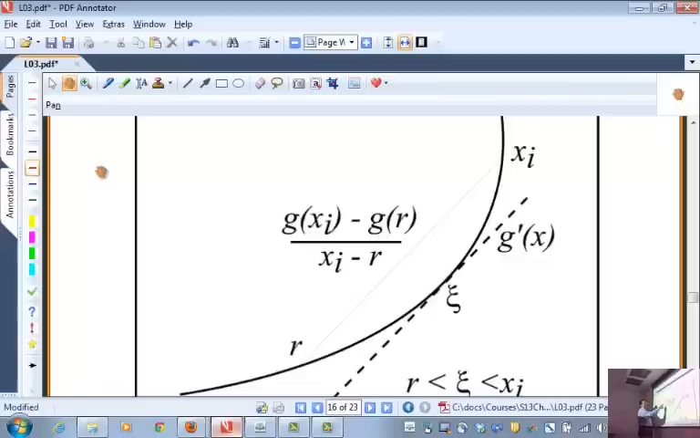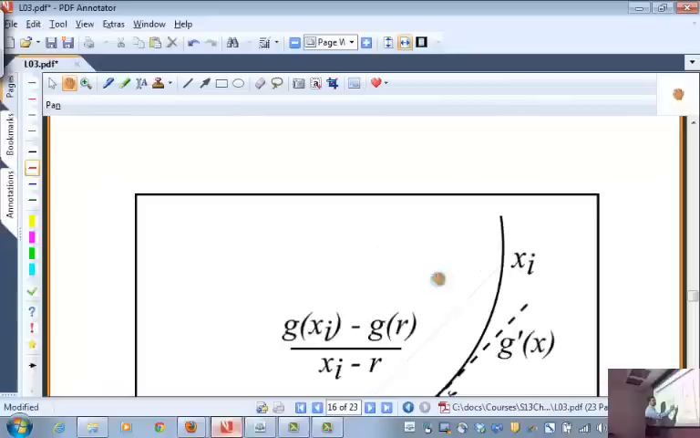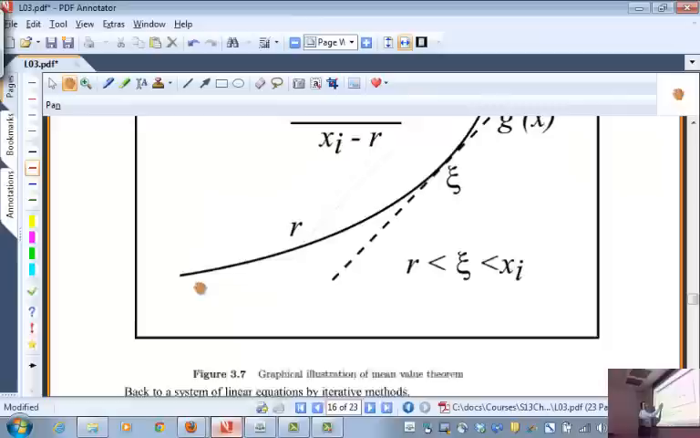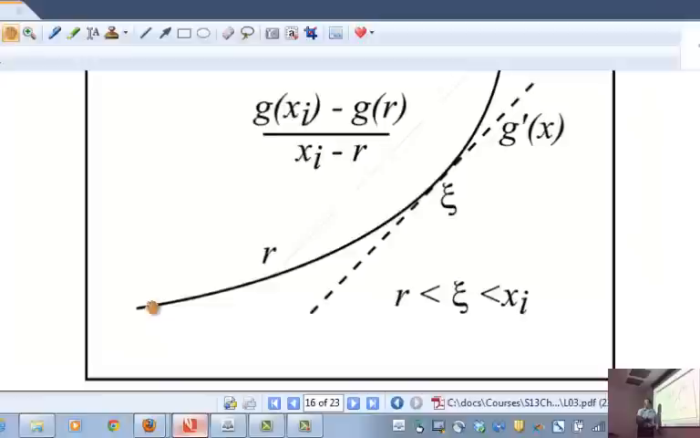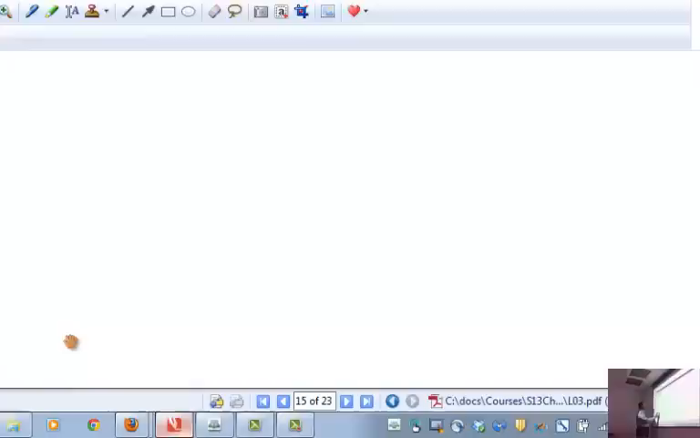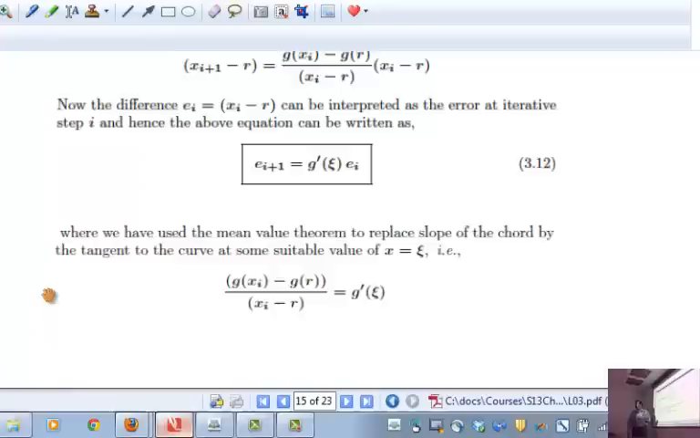Okay. But the mean value theorem says if the function is continuous, I can always find a tangent to the curve that is parallel to this. That means it has the same slope. The only thing I won't know is where that tangent occurs, the psi, where exactly it occurs. But I can replace that slope of the chord by the slope of the function evaluated at some point psi in that range. And that's how we come up with this criterion. That is replaced by g prime. And if the error at the i plus 1 step must be smaller than the error at the ith step, g prime must be less than one. Okay? So that guarantees convergence.